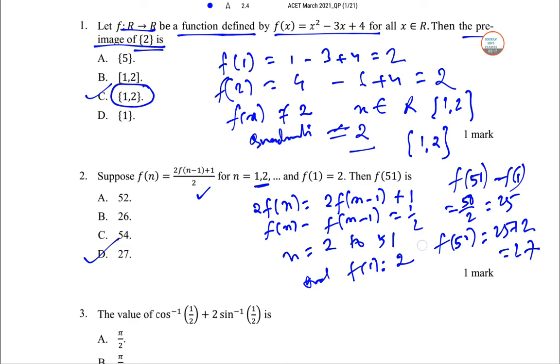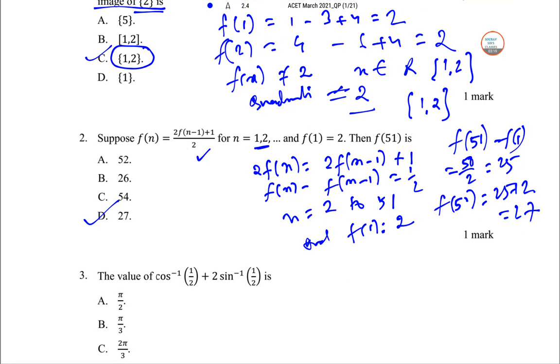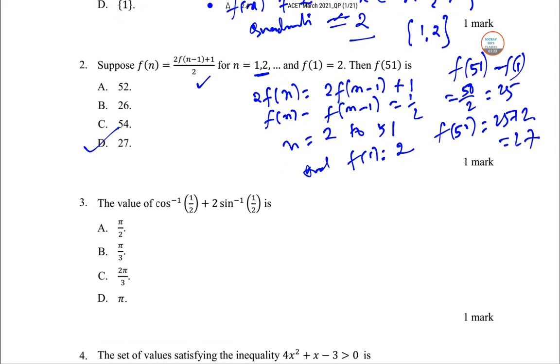You can also do it with respect to arithmetic progression. It's an AP series with common difference d equal to half and first term a equal to 2. The 51st term is a plus 51 minus 1 into d, so 2 plus 50 into half. This will also give you the same value.